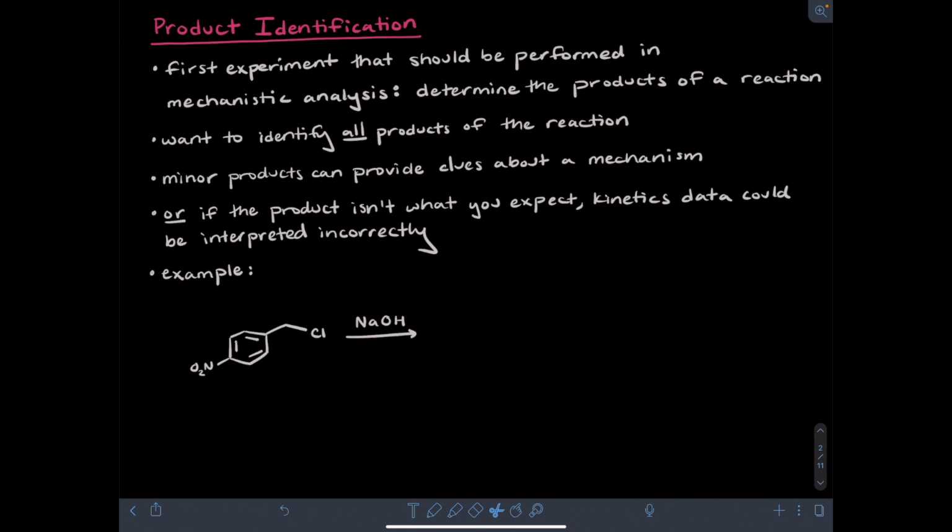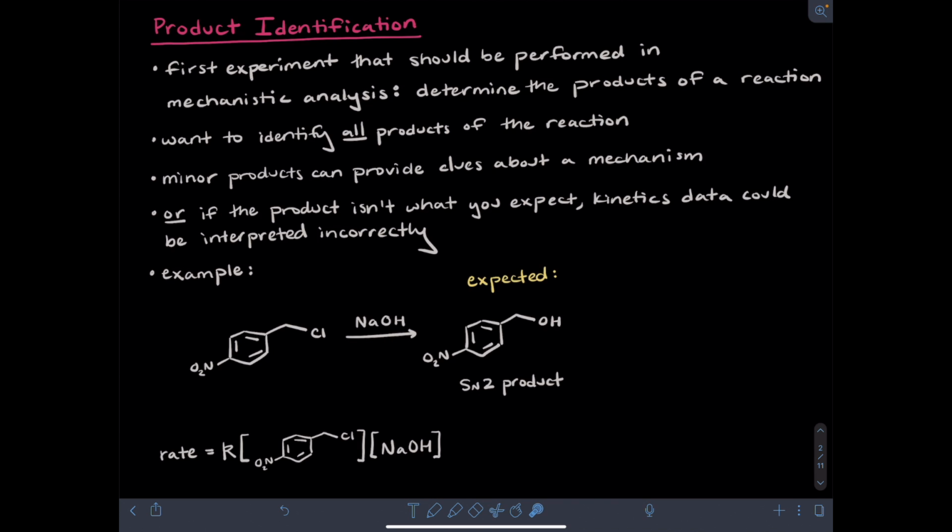For example, let's consider the following reaction. I have a benzylic alkyl chloride that's being treated with sodium hydroxide. Researchers did the kinetics experiments for this reaction and determined that the rate was first order in the alkyl chloride and first order in sodium hydroxide. The expected product of this reaction is the substitution product. We would expect an SN2 mechanism to have the rate law of the form shown below.